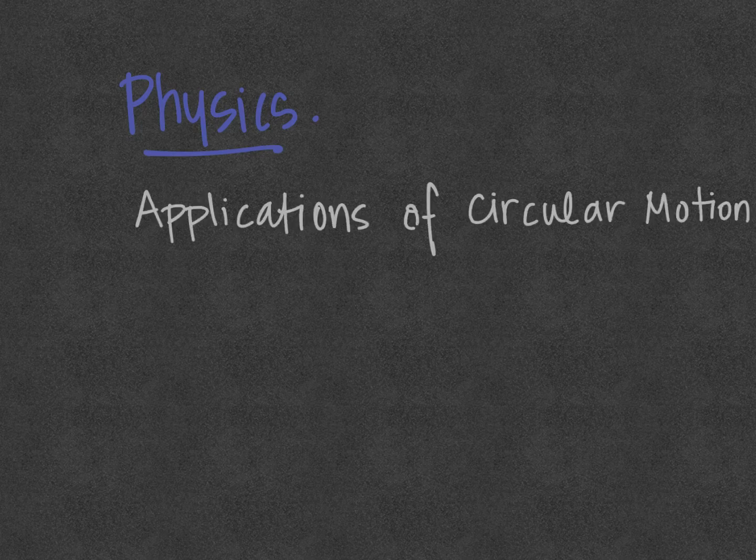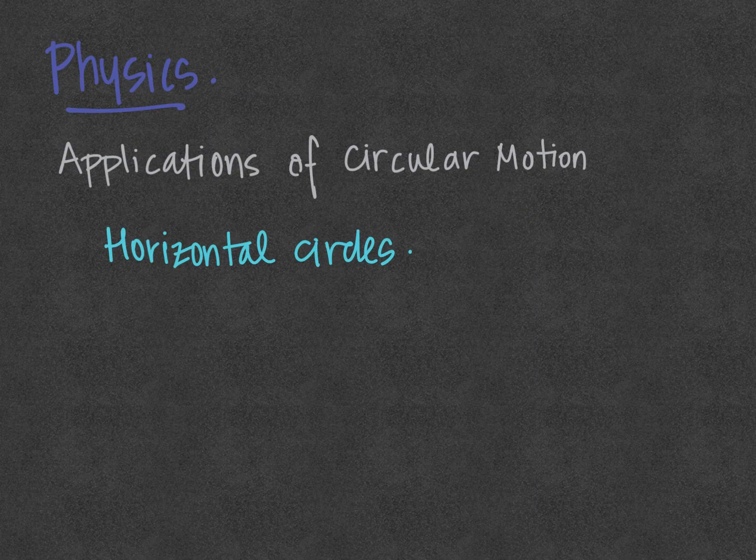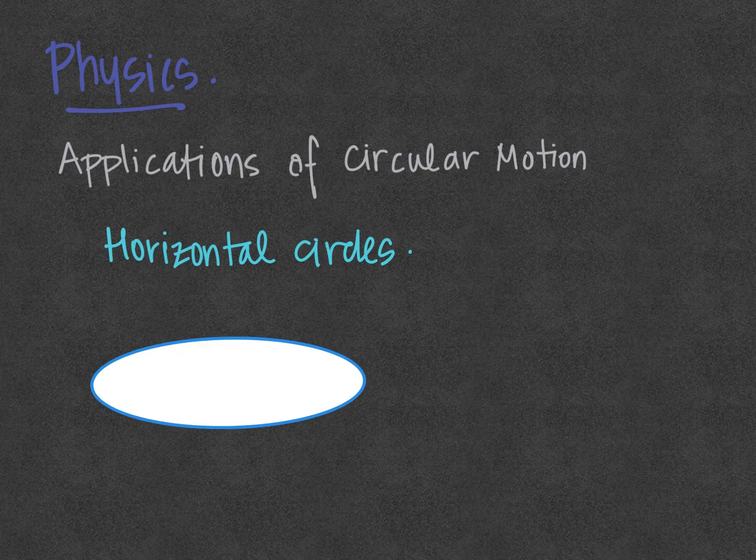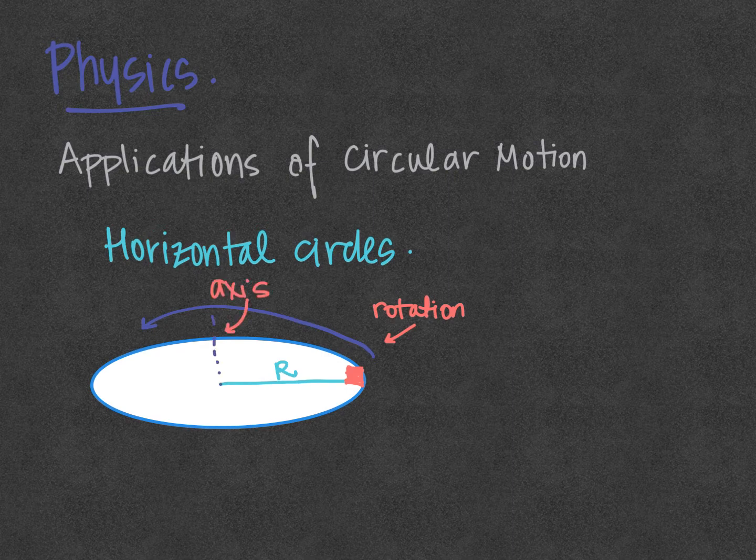Let's look at some applications of circular motion. Let's look at horizontal circles. For example, let's look at a flat circle where the radius is here. Here's our radius. And maybe we have a box sitting here. And this whole thing is going to rotate about an axis through the middle here, like that.